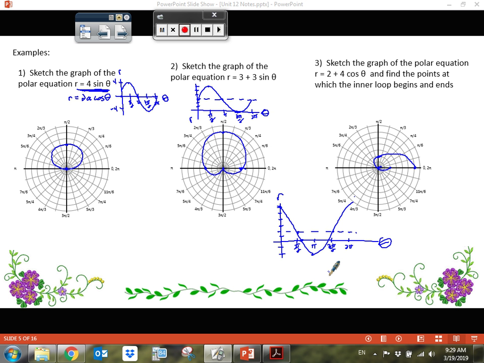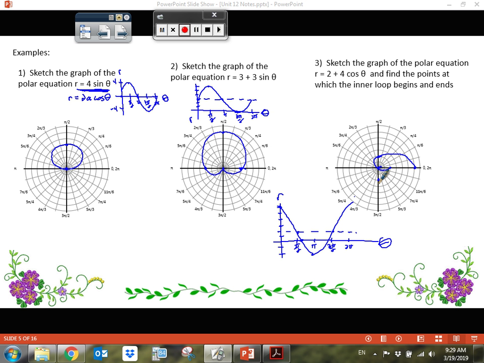Probably the ones with the inner loops are probably the most difficult to draw. And what we need to be cautious about is that we actually have to go through the pole. We have to show the graph going through the pole. Okay? Alright, so I'm at pi. So at 3 pi over 2, I'm back to 2.